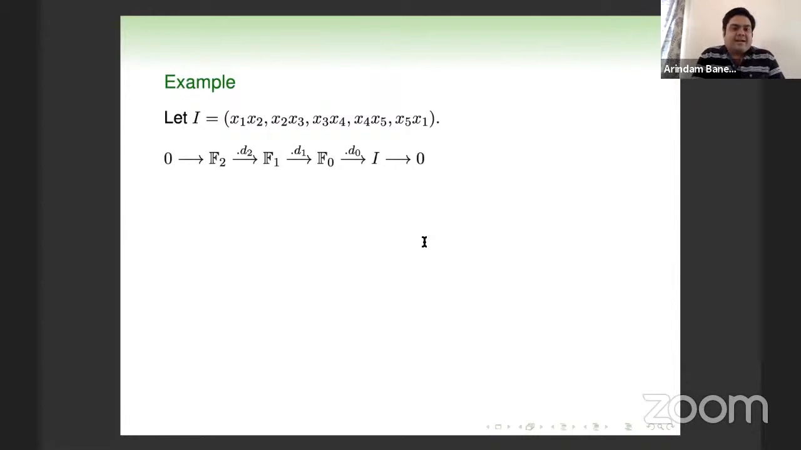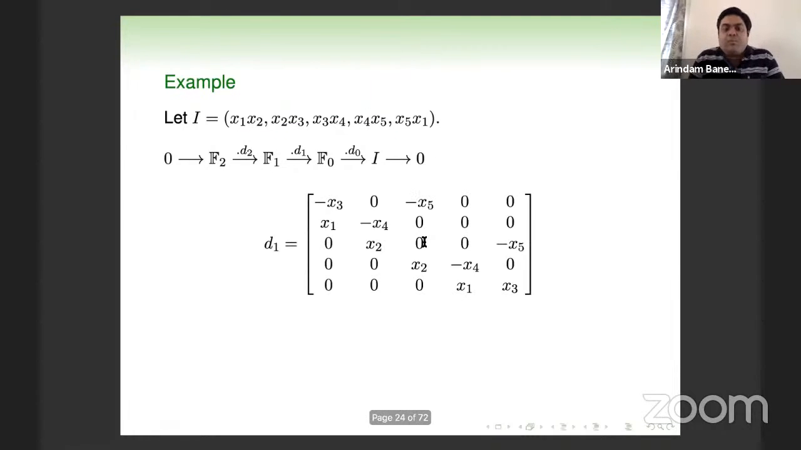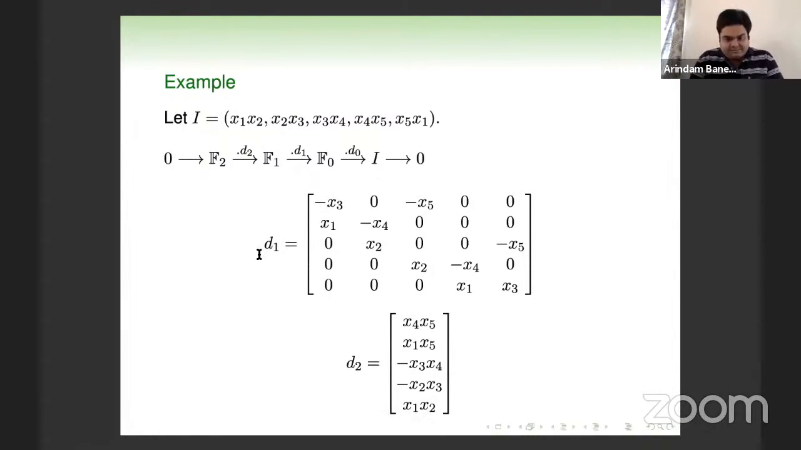It has length 2. It stops at p equal to 2 here. I'm not talking about D0 because this is sort of an obvious map. It's a surjection. D1 looks like this, and D2 looks like this.